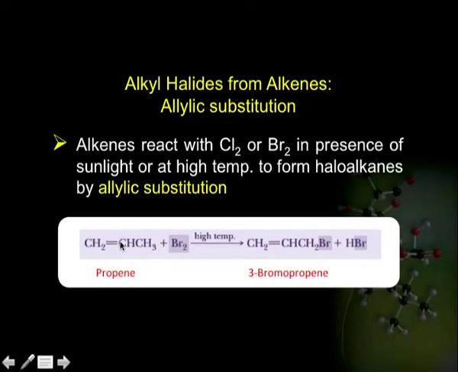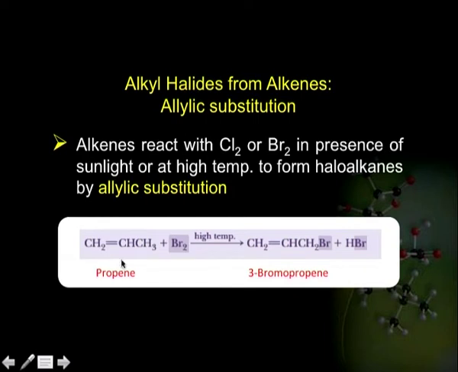dihaloalkane. Another important aspect of preparation of alkyl halides from alkenes is allylic substitution. Here you should know what is an allylic carbon. An allylic carbon is the one which is adjacent to a double bond, and here we are talking about substitution at that allylic carbon. So, alkenes react with chlorine or bromine in presence of sunlight or at high temperature to form haloalkanes by allylic substitution.